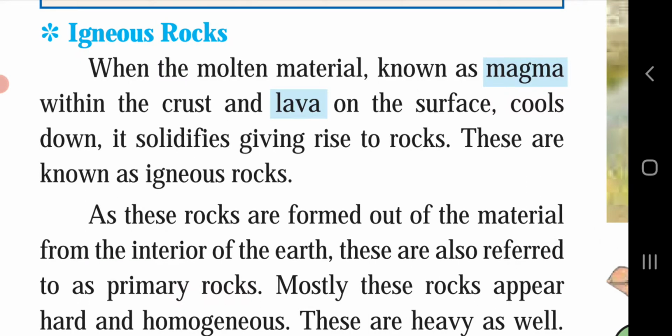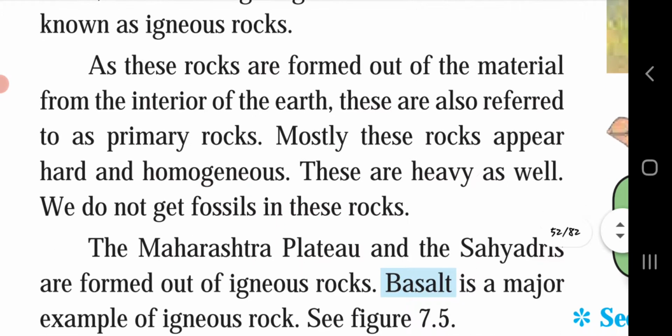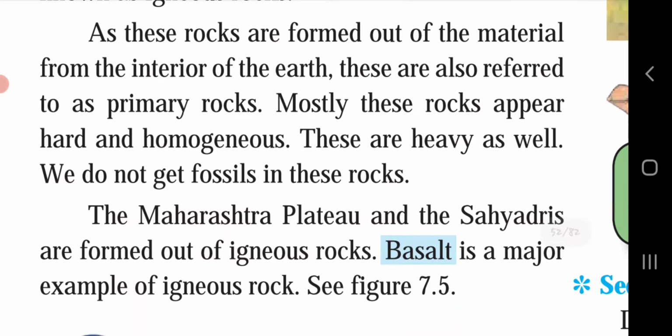Igneous rock. When the molten material known as magma within the crust and lava on the surface cools down, it solidifies, giving rise to rocks. These are known as igneous rocks. So, igneous rocks are formed by the cooling of magma and lava. When it comes to the crust and on the surface, when it cools down, it solidifies and converts into igneous rock. These rocks are formed out of materials from the interior of the earth.